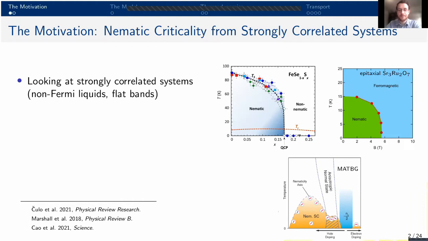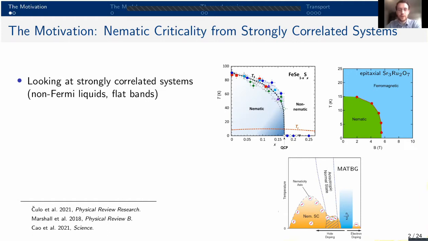To start with, I'm going to look at some real material motivation for the model that we've constructed. What I have here is iron selenide, thin film strontium ruthenate, and magic angle twisted bilayer graphene. Now, what do all of these materials have in common? There are some common themes that we can extract here. The first of which is that they're all strongly correlated. Strontium ruthenate, for example, is a confirmed non-Fermi liquid, and flat bands in bilayer graphene amplify interactions.